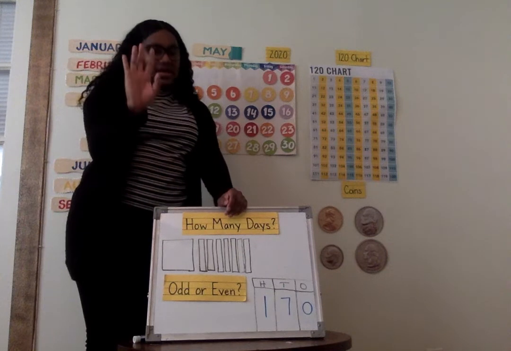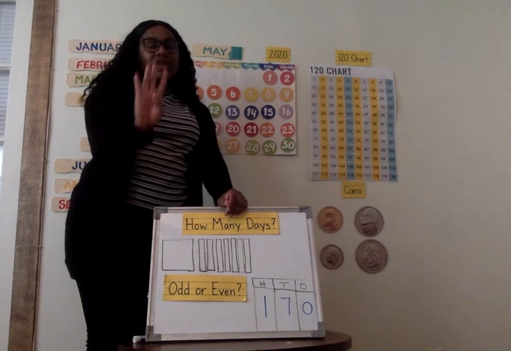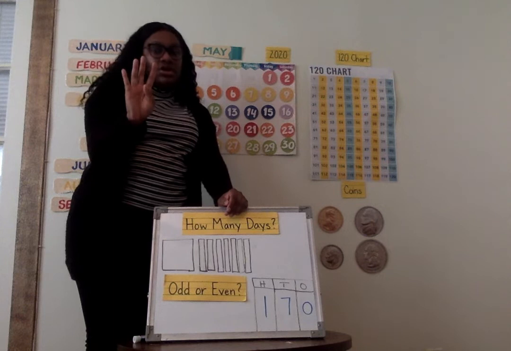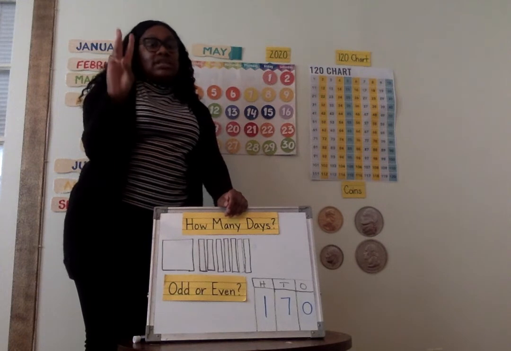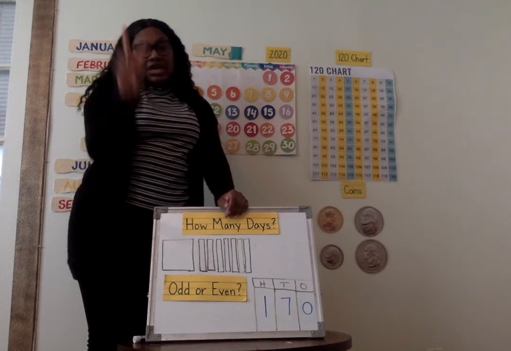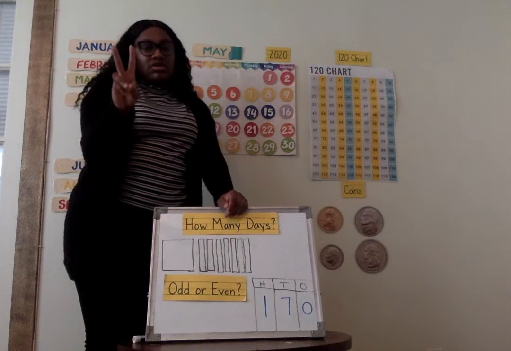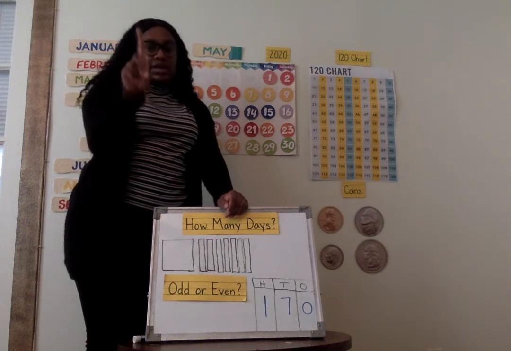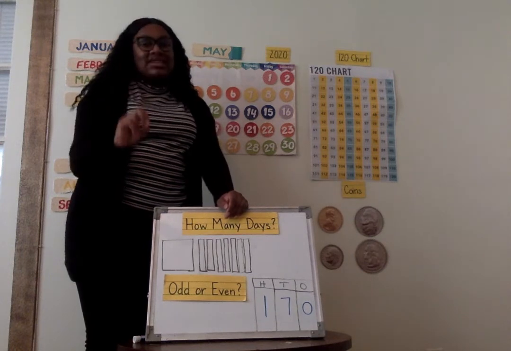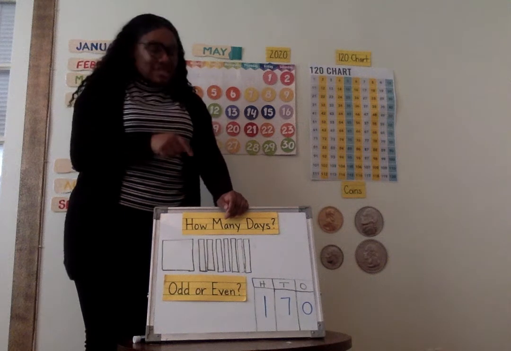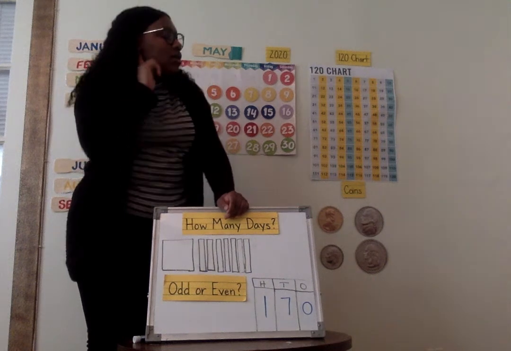Tell me in 5. Thumbs up when you got it in 4. 3. Whoa, I see a lot of thumbs now. And 2. Last couple seconds and 1. And 0. Tell me, is the number 170 odd or even, and how do you know?